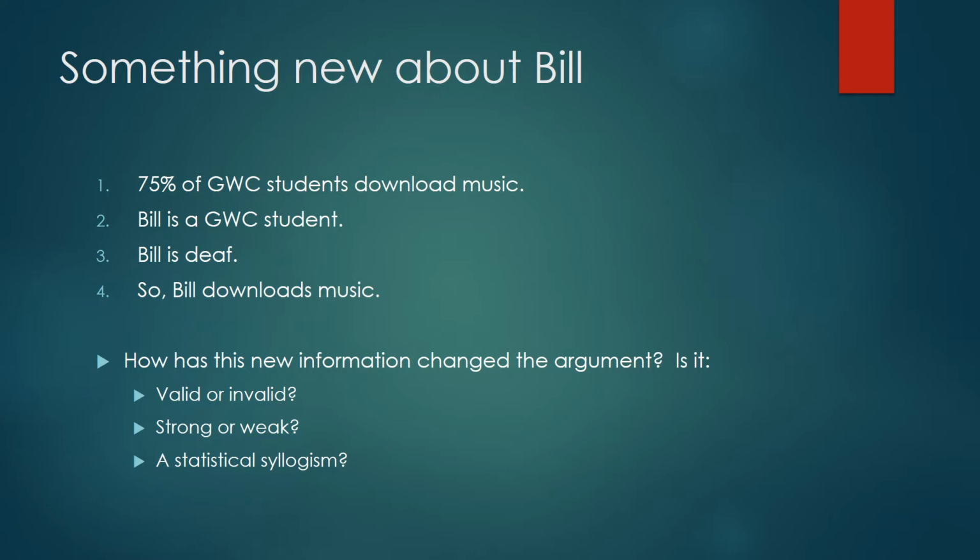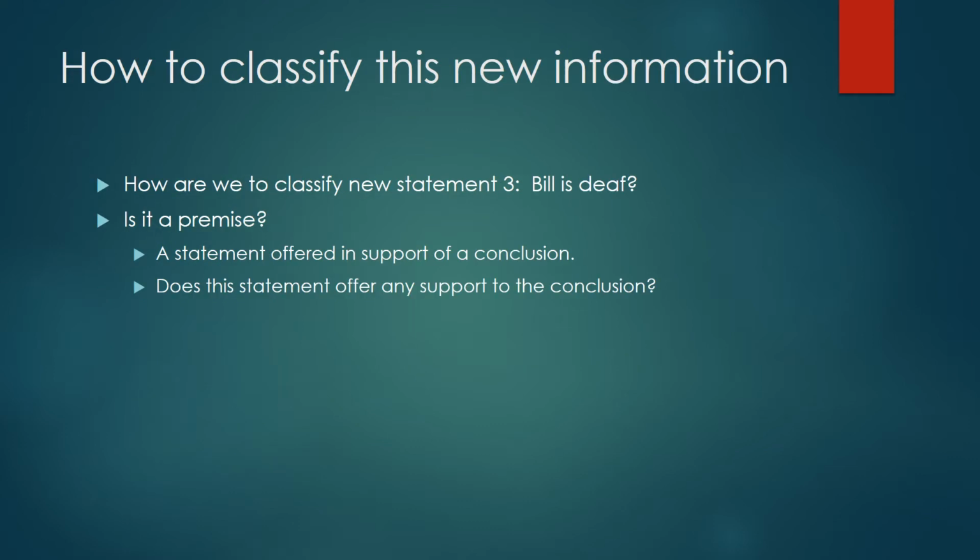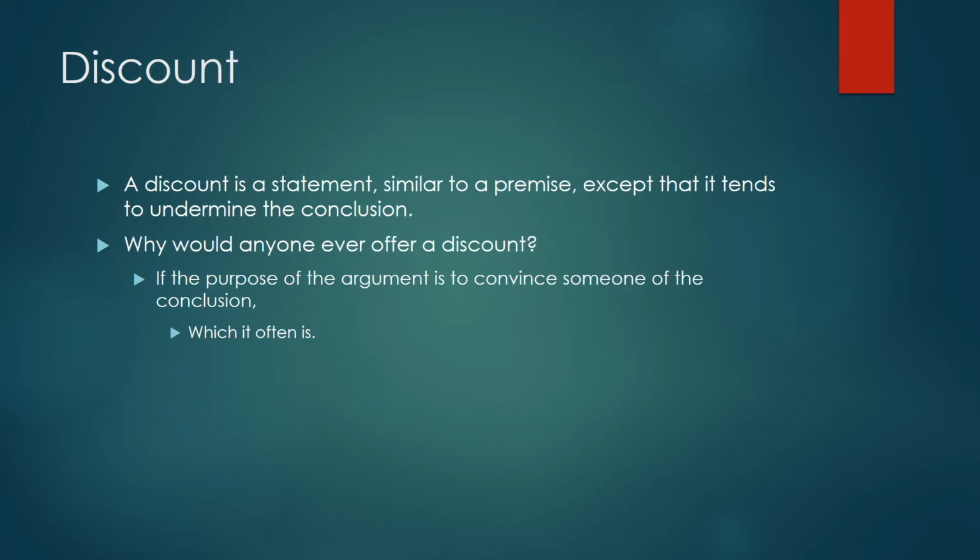Is the argument still a statistical syllogism? The answer to that is yes, it still is. Explain why. How are we going to classify this new statement that Bill is deaf? Statement number 3, that Bill is deaf. Okay, is it a premise? Well, is it a statement offered in support of the conclusion, right? Does this statement offer any support of the conclusion? Well, no, it actually seems to undermine the conclusion. So what it is, is a discount. A discount is a statement that's similar to a premise, except that it tends to undermine the conclusion.